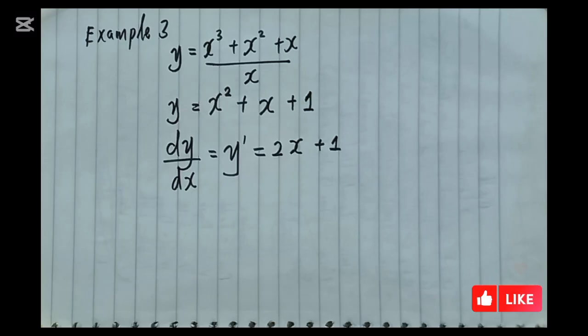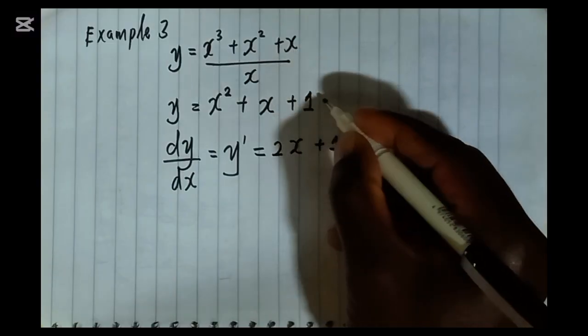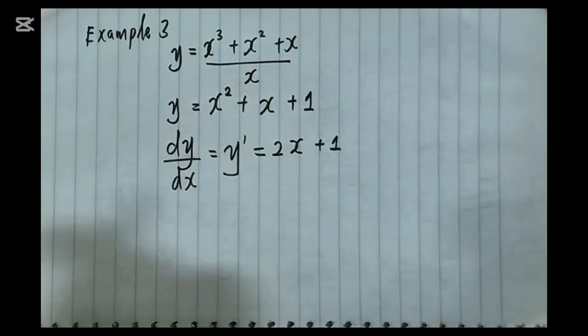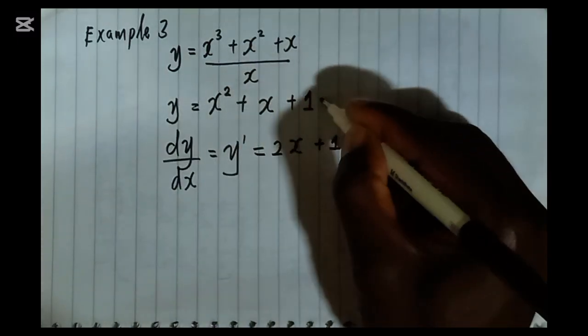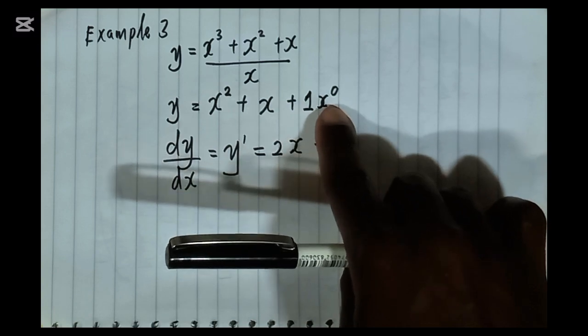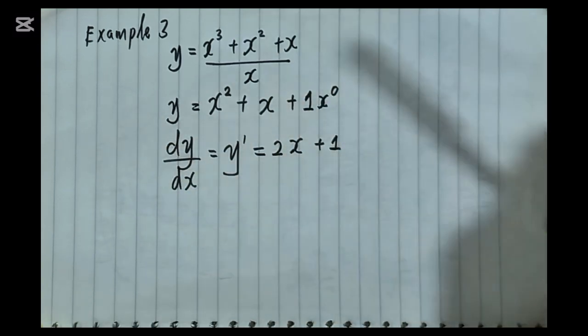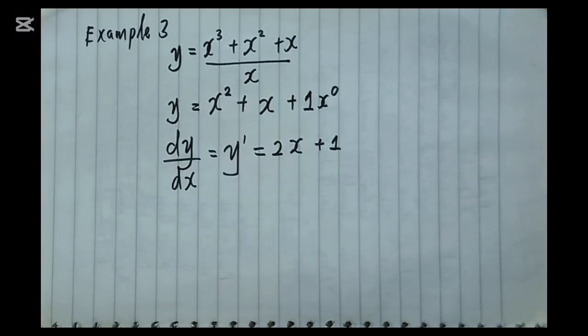Then, as I said earlier, the derivative of any constant will always be equal to 0. Why is that so? Because in the function that has not yet been differentiated, we assume that the power of x here is 0. So when you take 0 times 1, any number multiplied by 0 is 0. That is why anytime you differentiate a constant, it will always be equal to 0.